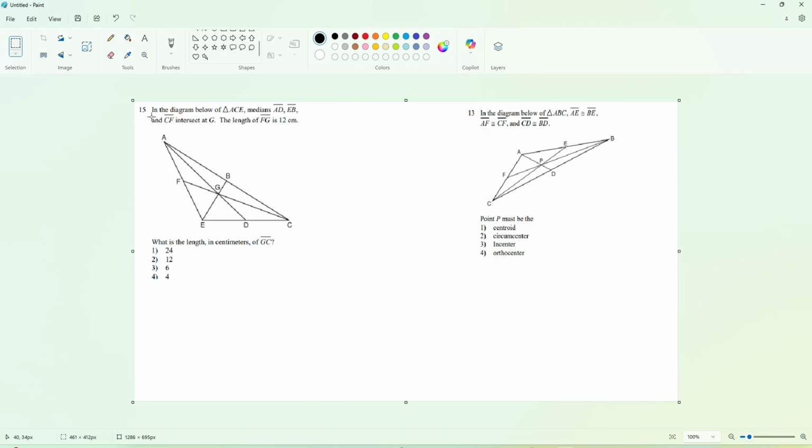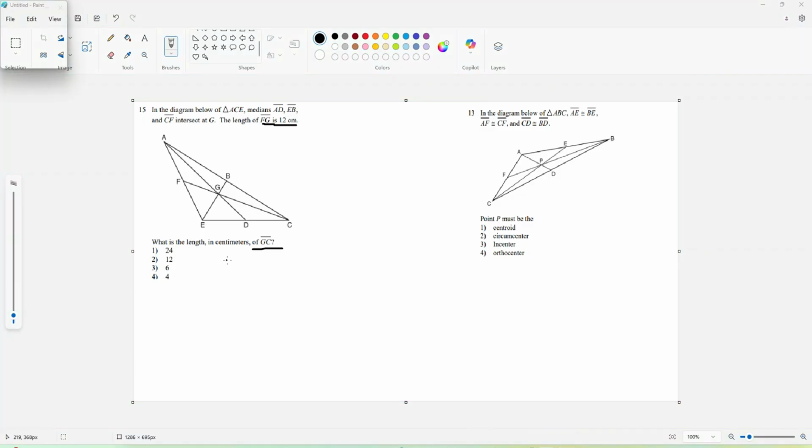Alright, number 15. In the diagram below, triangle ACE, medians AD and EB and CF intersect at point G. The length of FG is 12 centimeters. What is the length in centimeters of GC? Now, you can pause the video and try to solve the question.